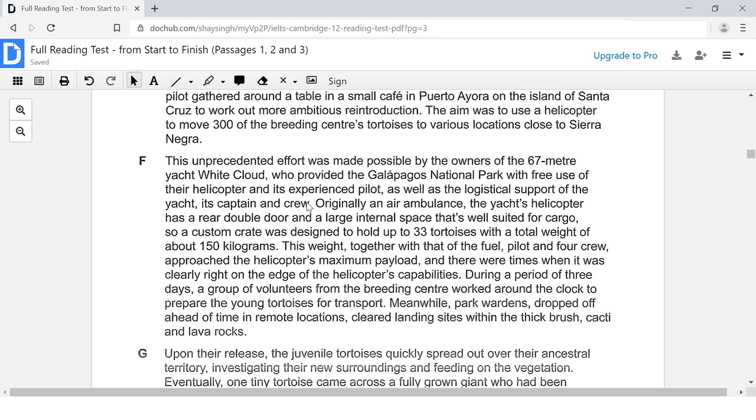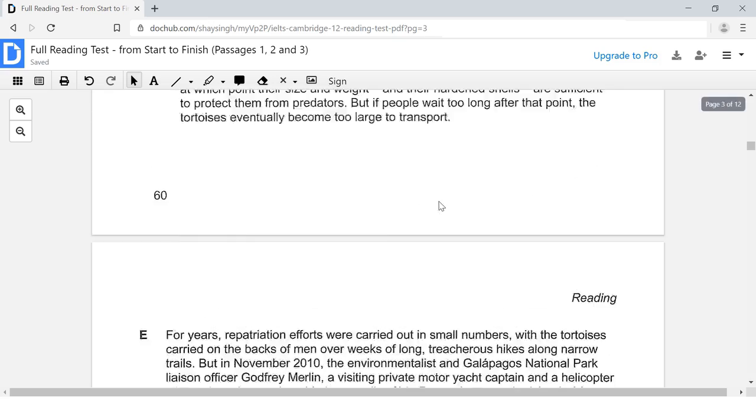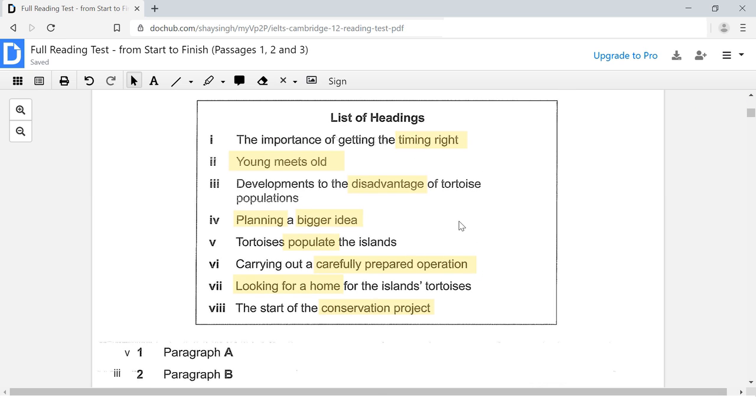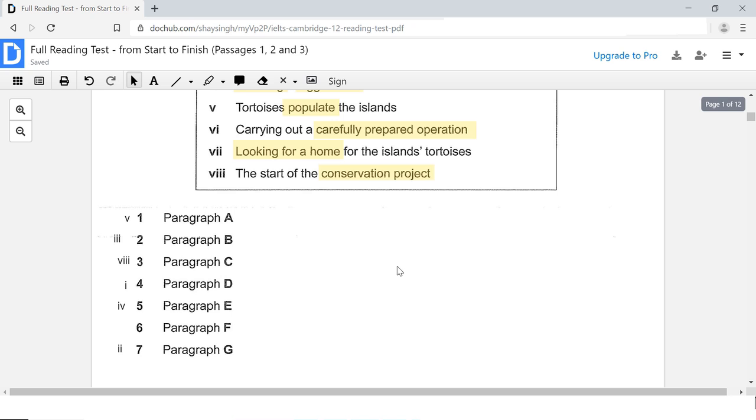Okay, so it's really talking about how they carried out a certain mission. It was some sort of a project that they were working on. So if we come up to our answer choices here, we can see that the correct answer choice is going to be this, number 6, carrying out a carefully prepared operation. It was some sort of a mission, an operation, and it was carefully prepared with the help of these helicopters and all of these different resources. So that is going to be the correct answer for paragraph F.